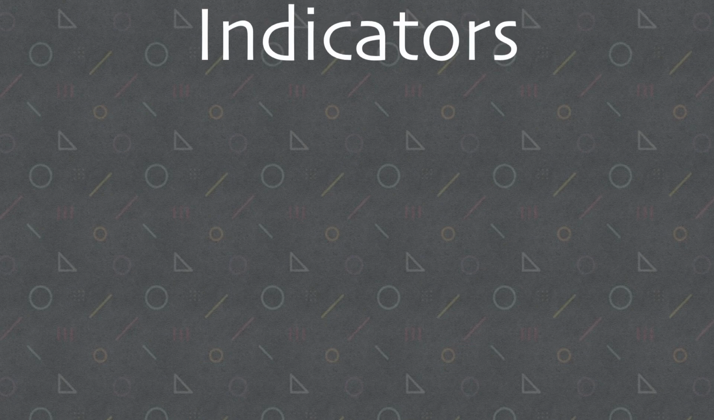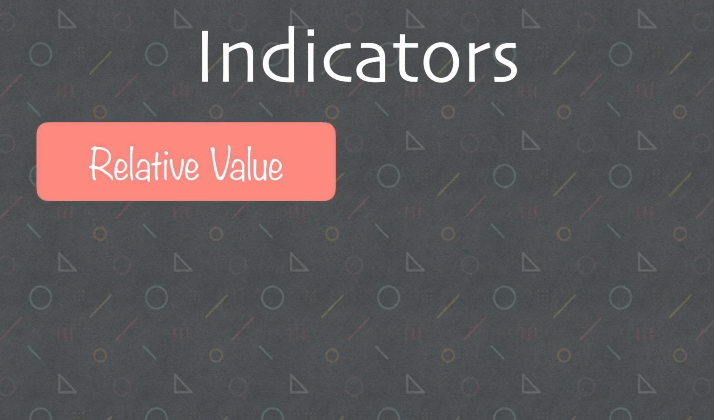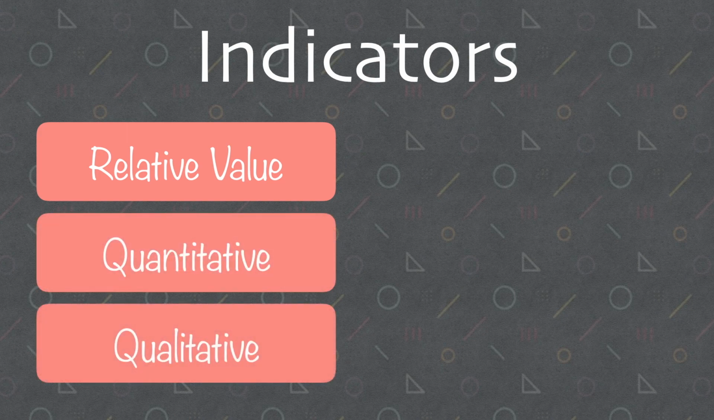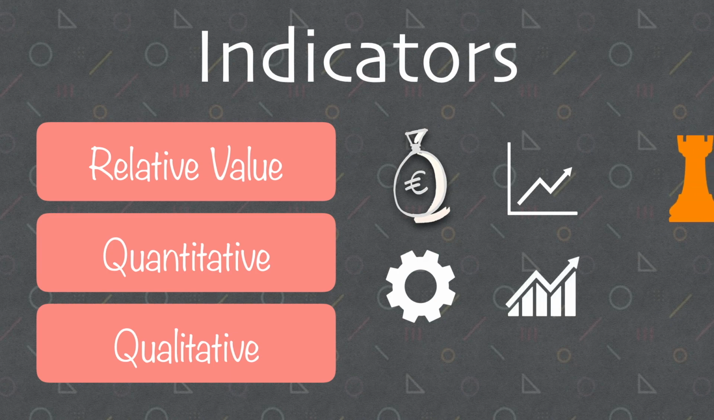Finally, a last point concerning indicators. It is a relative value that allows you to evaluate how an activity contributes to the realization of an objective. Indicators can be quantitative or qualitative. We often use cost, result, activity, performance, and strategic indicators. Another category of indicators are management indicators, as a way to implement the strategy.